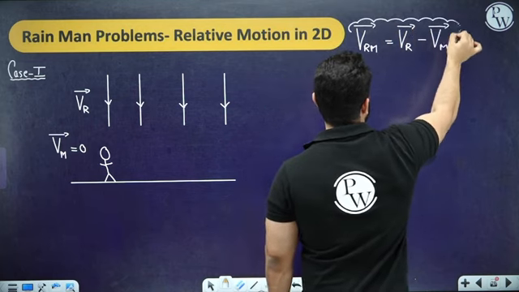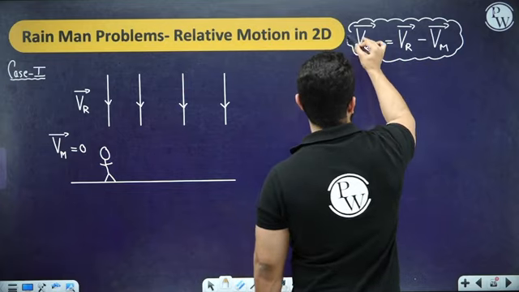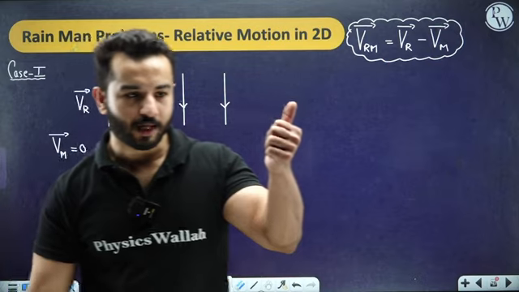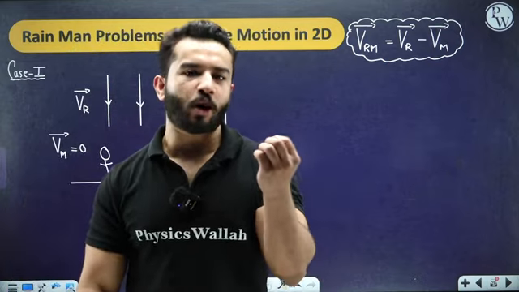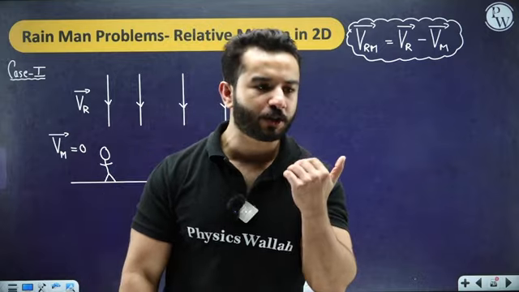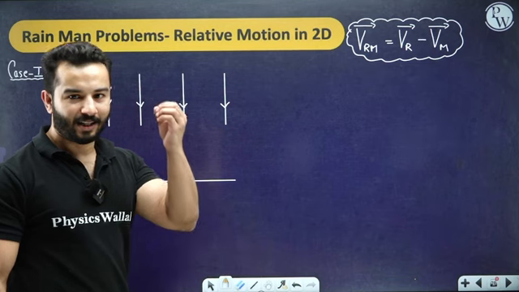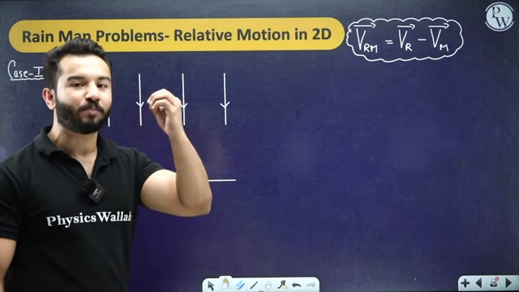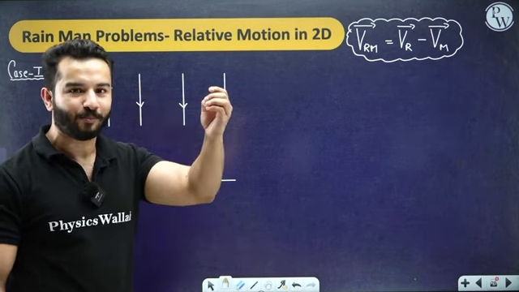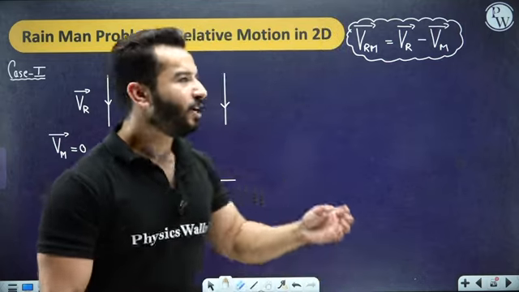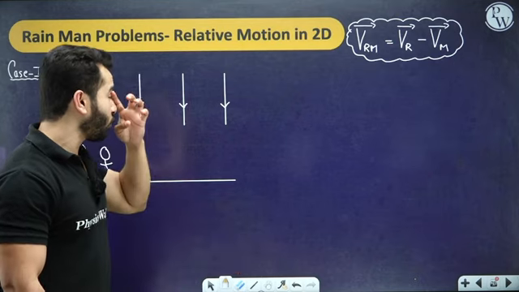You must be knowing that in this type of problems, they ask at what angle the man should hold an umbrella so that the person should not get drenched. That means the person should not get wet, right? So the angle at which the person will hold an umbrella will actually depend on VRM, because that's what the person thinks, that the rain is falling at such an angle, right? So we must find out what VRM is.